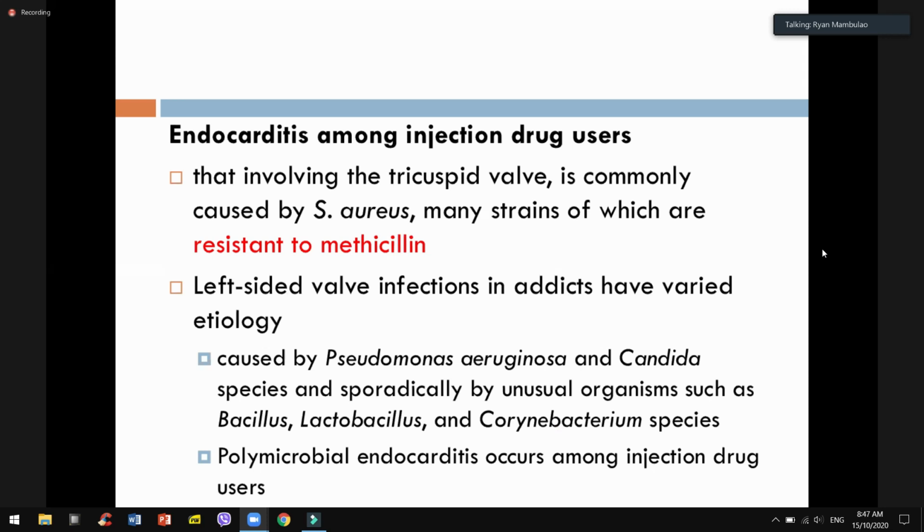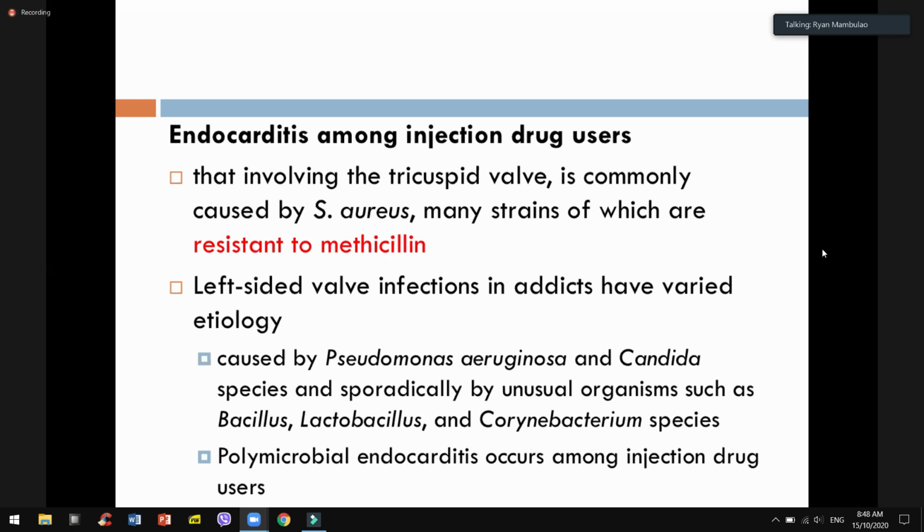Okay. Pag endocarditis among IV drug users then, the most common organism involved is Staphylococcus aureus. Pag if it's a left-sided valve, you have to consider other causes like Pseudomonas, Candida species. Kasi pag IV drug users, the most common valve involved is the right side or tricuspid valve. And the most common etiology still is Staphylococcus aureus.